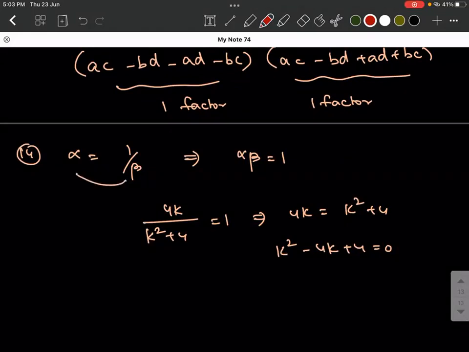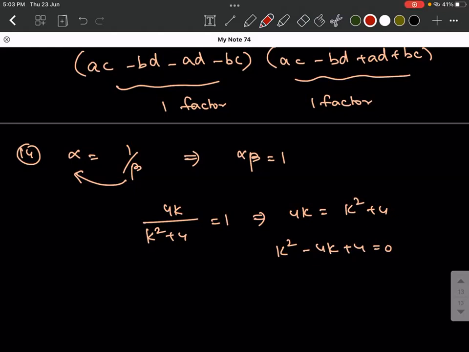Because one of the roots is reciprocal of the other, no? Alpha is equal to 1 by beta. Take beta to the other side. That will get multiplied with alpha. So alpha into beta is 1 only, no? That's what the question is. One zero of the polynomial is a reciprocal of the other.